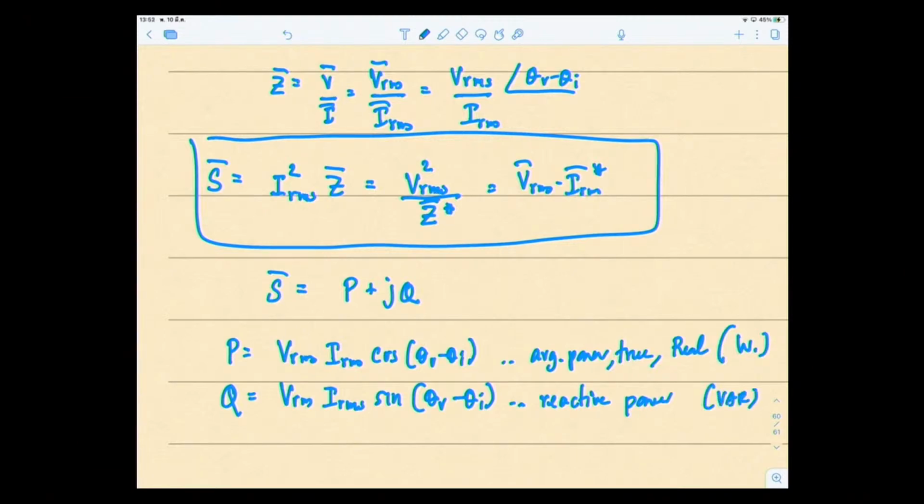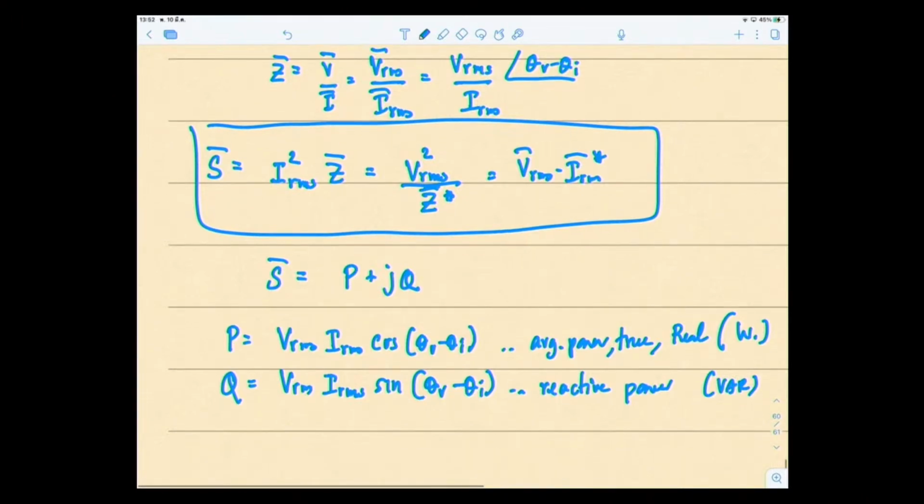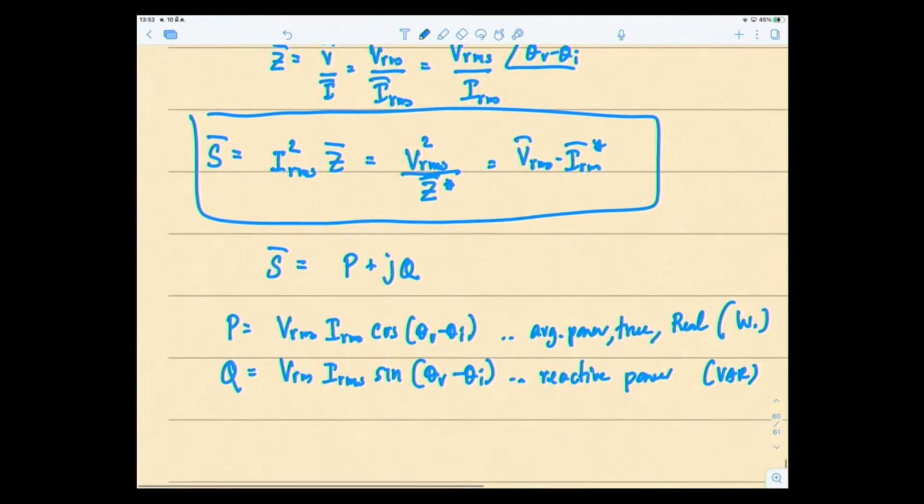So the difference between P and Q is that P is the average power, or true power, in watts, delivered to a load, and it's the useful power.